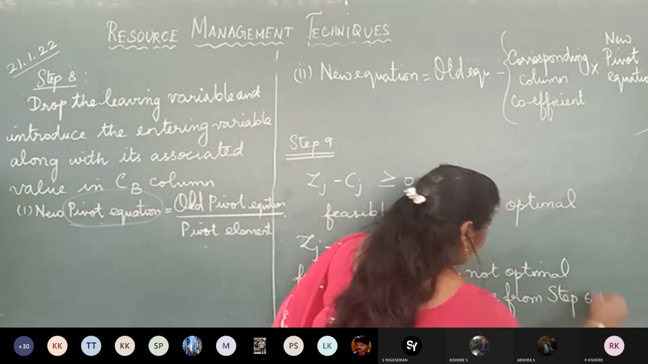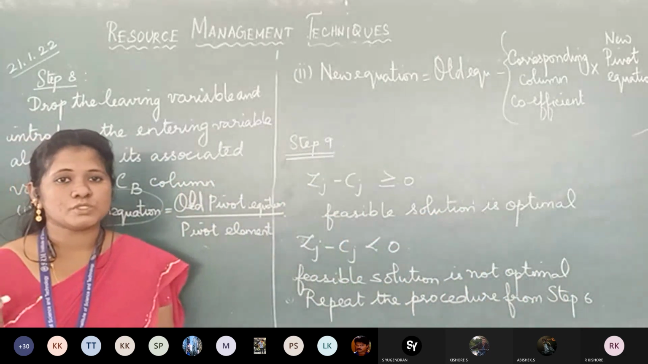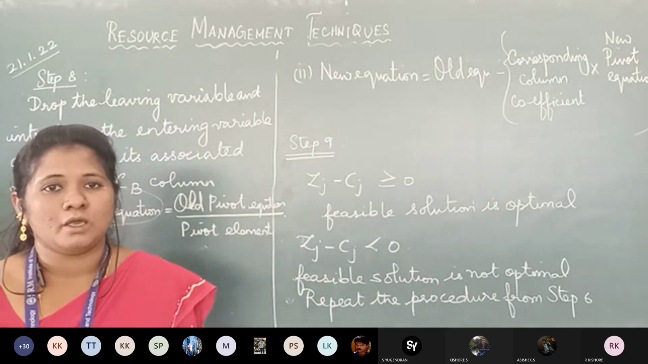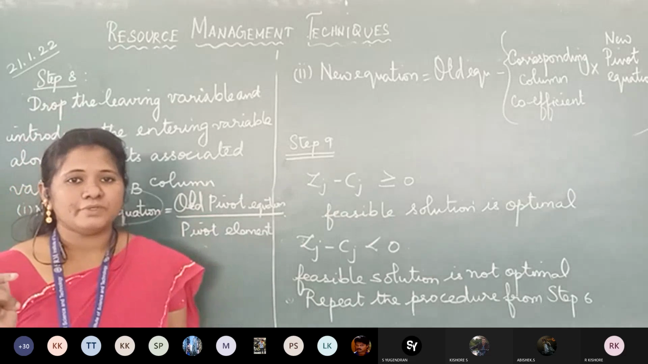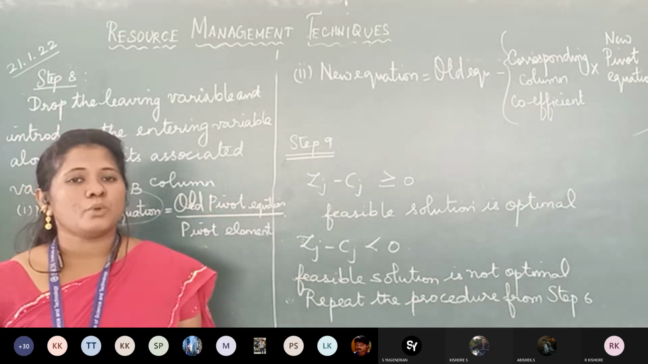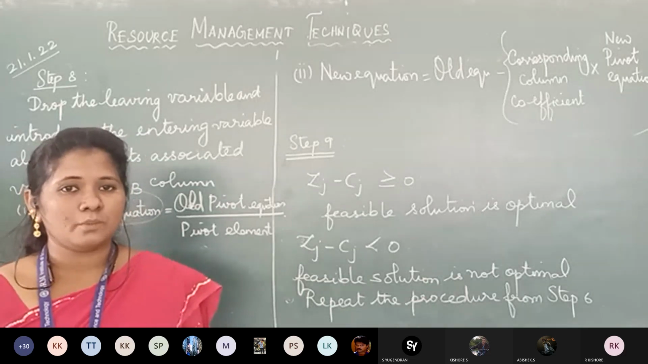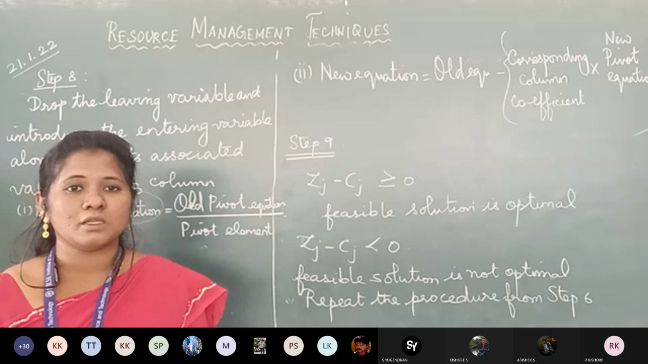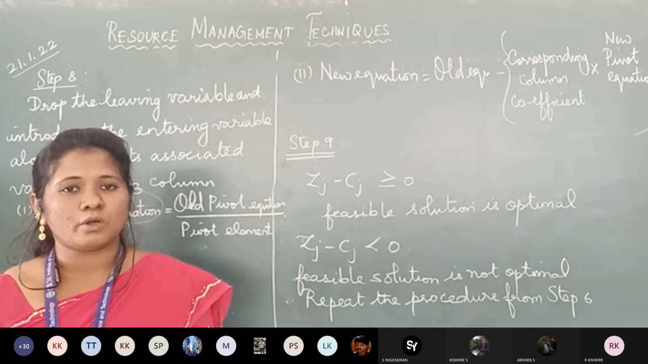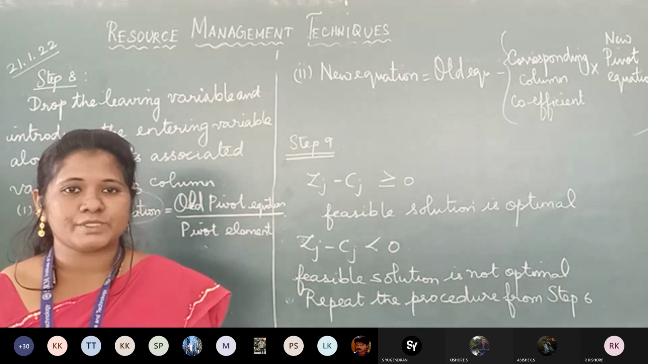So this is your procedure for the simplex method. Your first step is to see whether your objective function is maximization or minimization. If it is maximization, you can continue with the problem. If it is minimization, you have to multiply it with a minus sign and make it maximization. Second step is to see in your constraints that all your bi are positive. If they are not positive, you multiply both sides by minus 1.